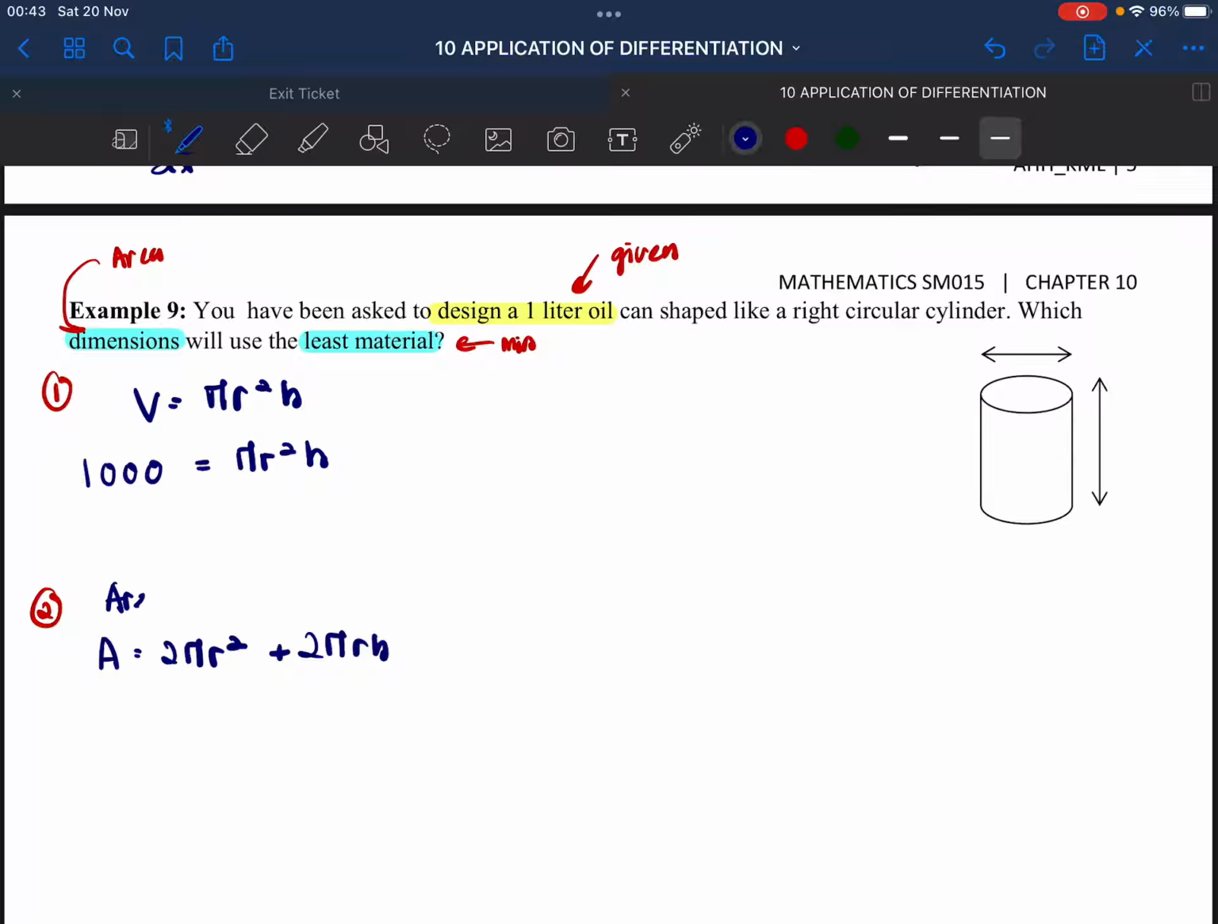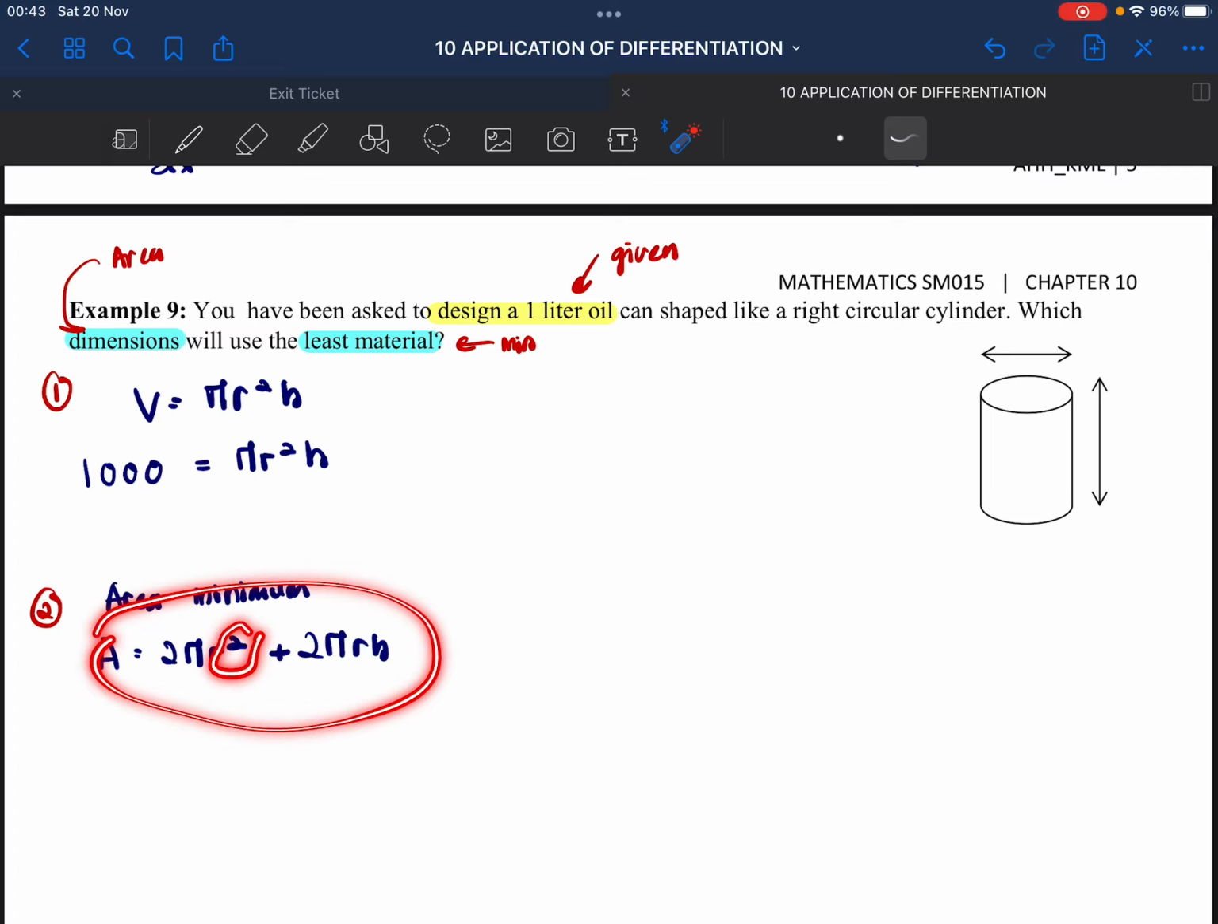So now remember, from your second step, you have to make your A into a single variable. From this formula here, we have r square, we have rh. Okay, we have r, we have h. Pi is a constant, so don't touch it, just leave it. So we have r, we have h. We don't want to do this. We want to make it as a single variable.